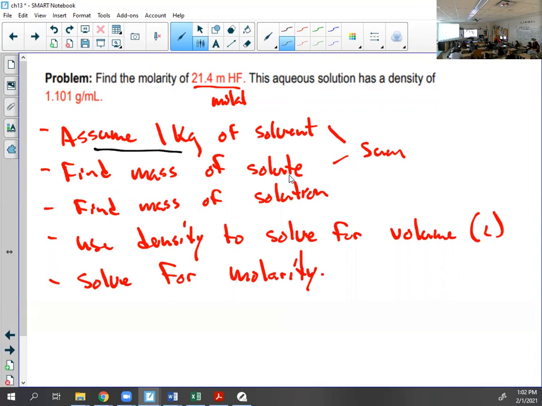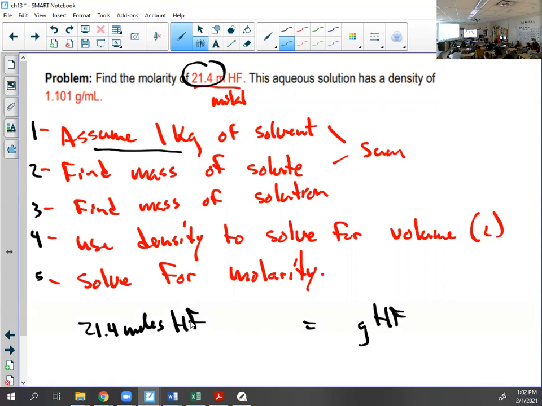Next, find the mass of the solute. That's the same thing we did before. I take the number of moles. So if I number these, number 1, I'm not going to write down here, but just know that I'm saying 1,000 grams of solvent. Number 2, find the mass of the solute, 21.4 moles of HF. I want to know the grams of HF. So that's just 20 grams per 1 mole. And I already did this math to save us some time. I got 428.21.